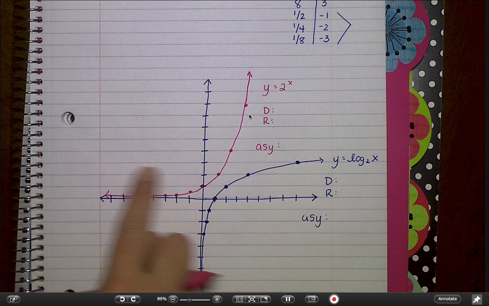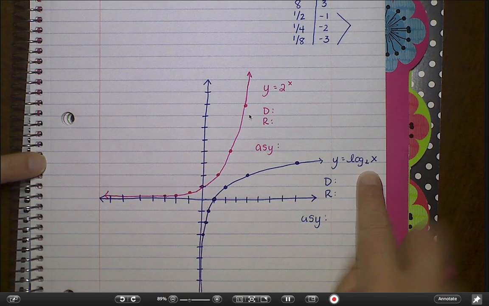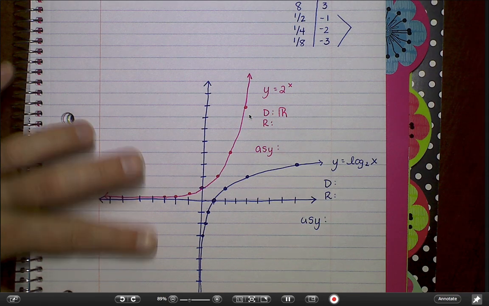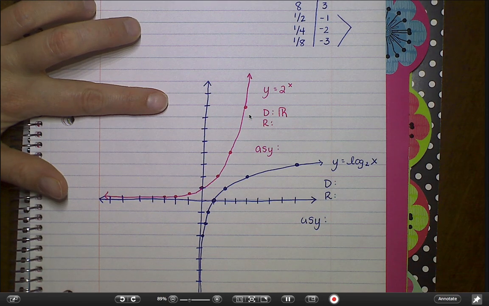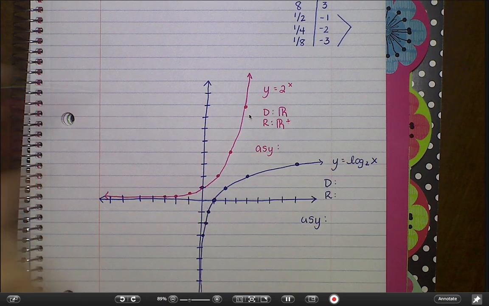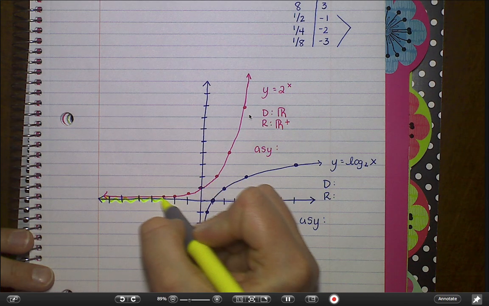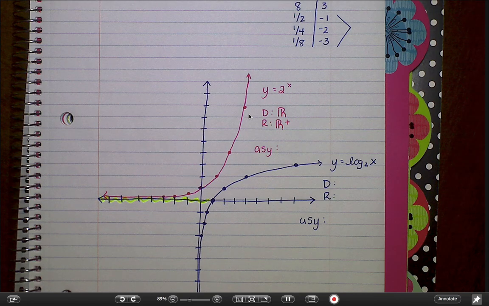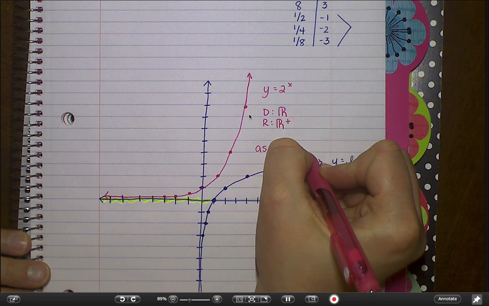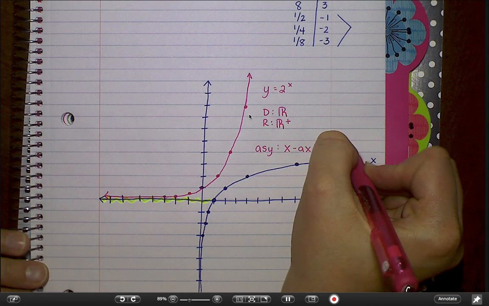So the domain is everything left to right, right? Because that pink graph goes forever in both directions. So my domain is all real numbers. My range, because this always stays on the top half of the graph, is all real positive numbers. And then you will notice we have an asymptote here on the x-axis. Okay. So my asymptote is the x-axis, otherwise known as y equals 0.